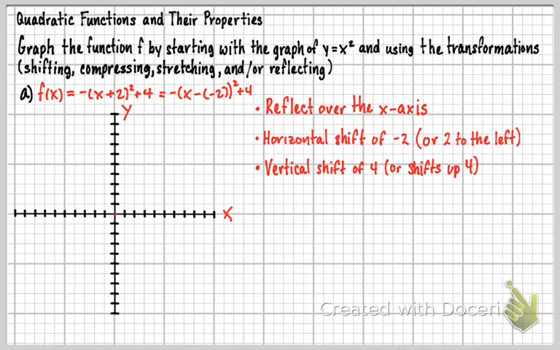Now a compression happens if the number in front of here is between -1 and 1, not including 0, because it can't be 0.